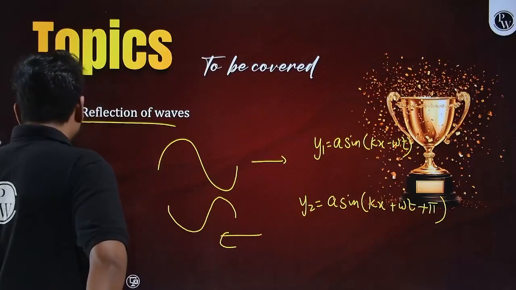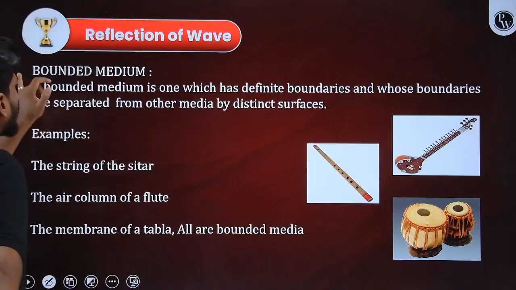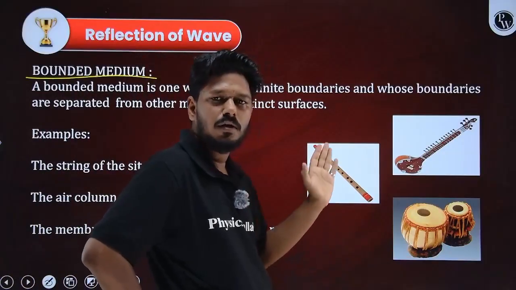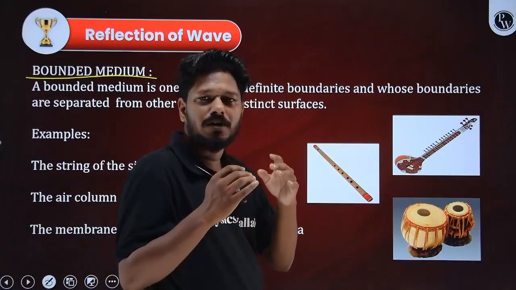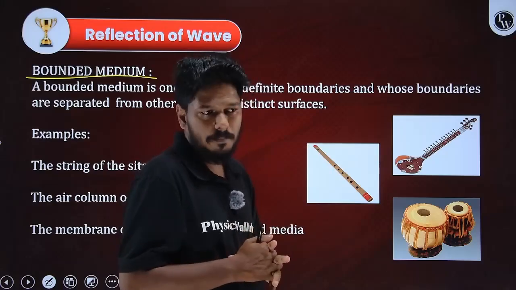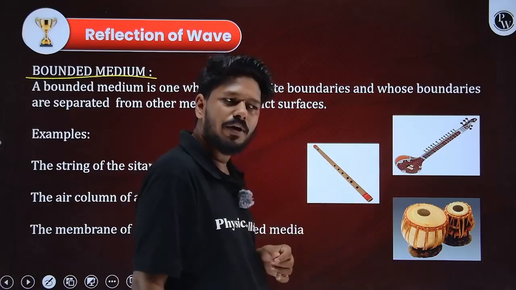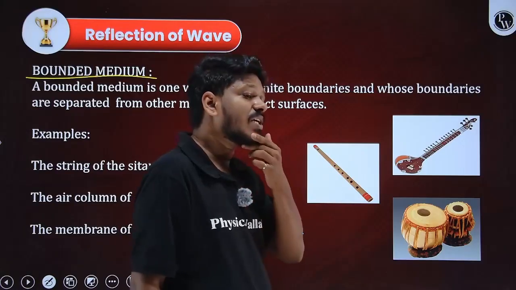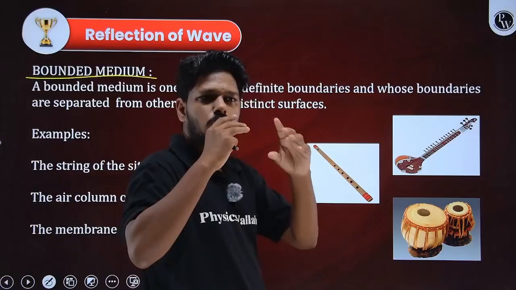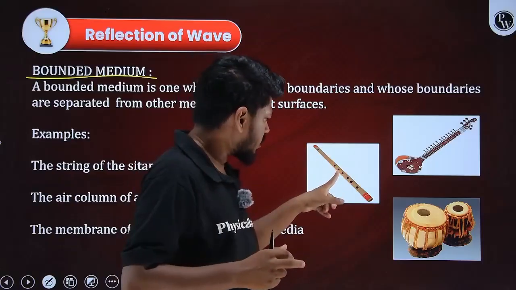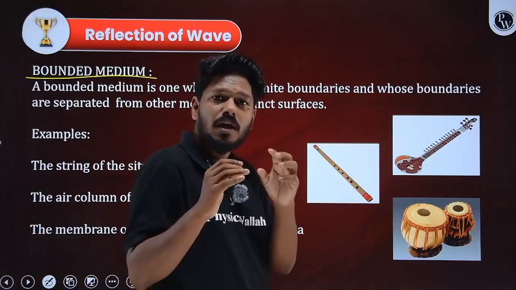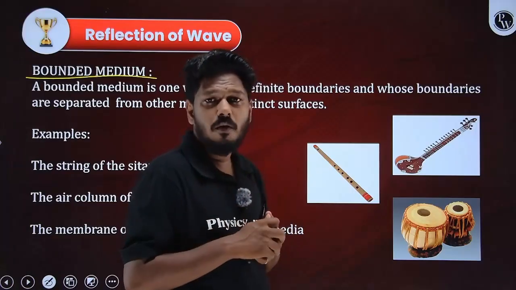Okay, so before going to that, let us see bounded medium. Have you ever seen this type of thing? If I am blowing a flute, it is an example of open column because the ends are open. Have you ever seen people playing flute? They close a certain point with their finger. They are trying to get the sound which they want.